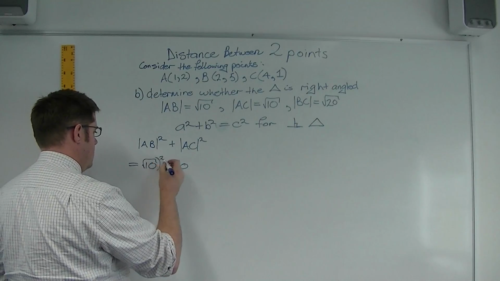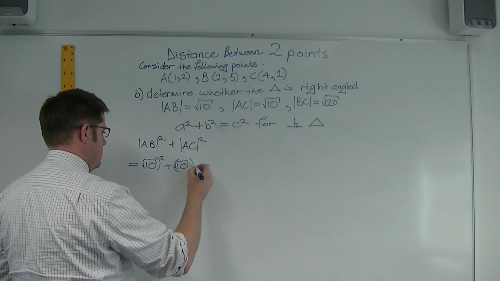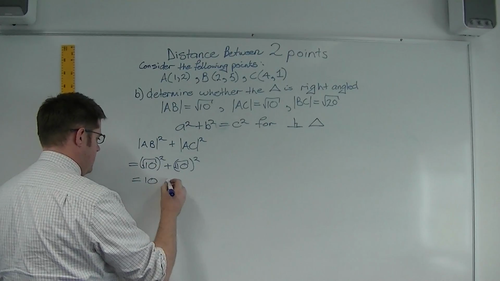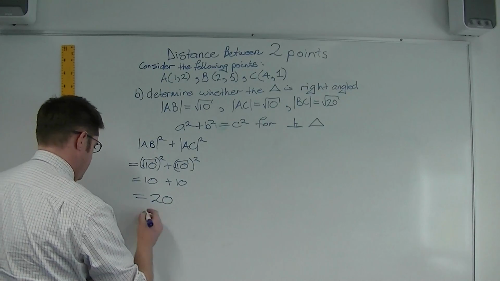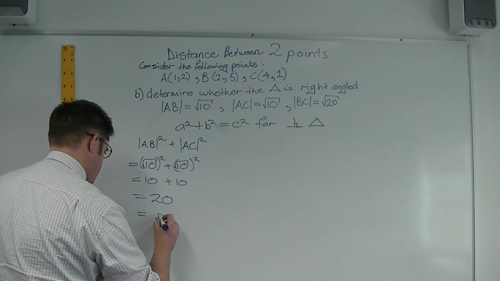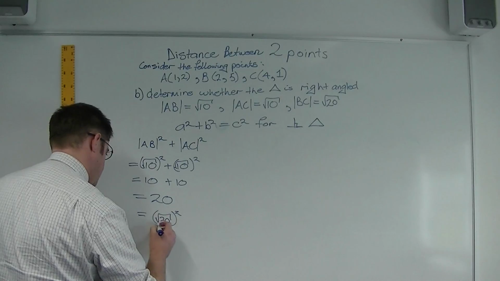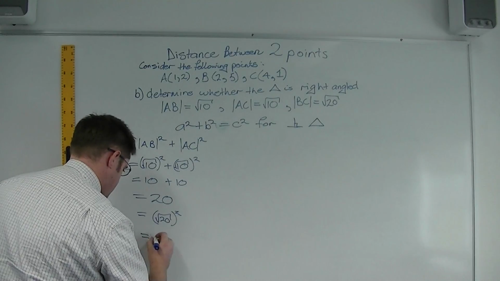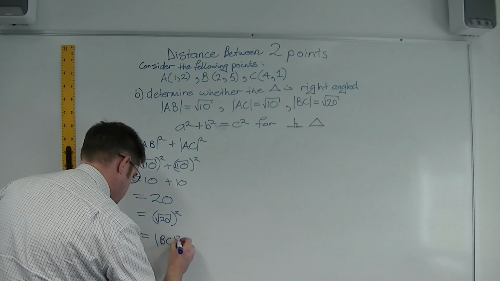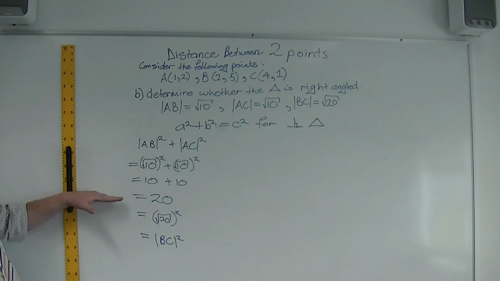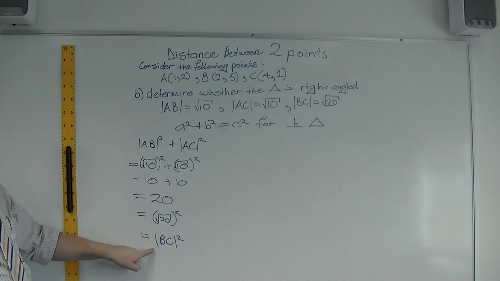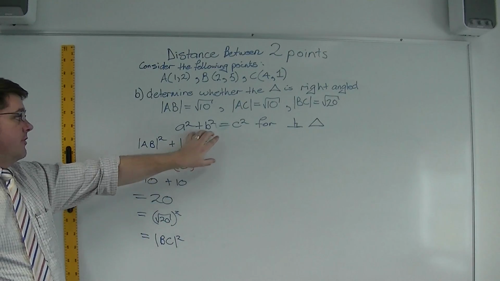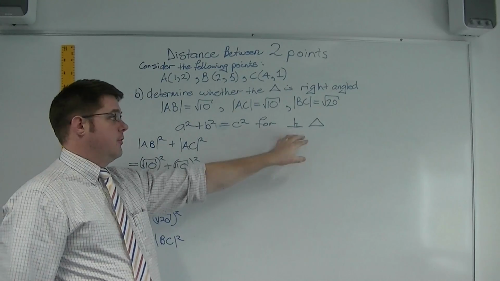I could rewrite that as equals 10 plus 10, which is equal to 20, which is equal to the square root of 20 all squared, which is equal to the length of BC squared. So as you can see, the way I've stepped through this, I've shown that the sum of the squares of both shorter sides equals the square of the length of the hypotenuse. So it obeys the Pythagoras' equation, therefore the triangle must be right angled.